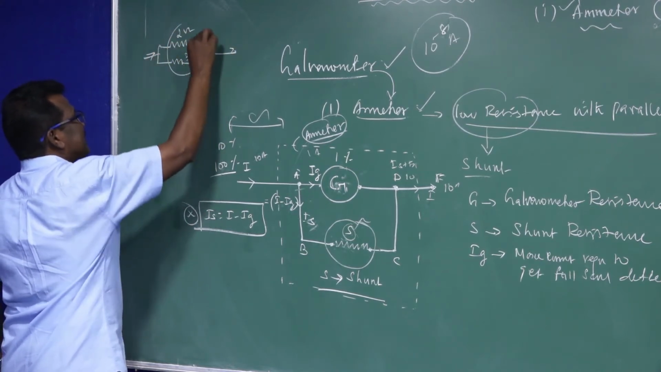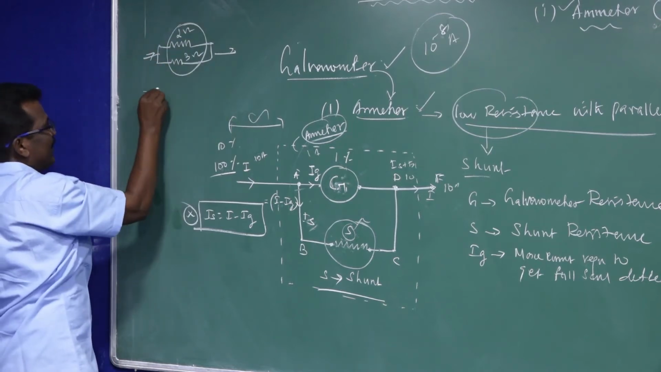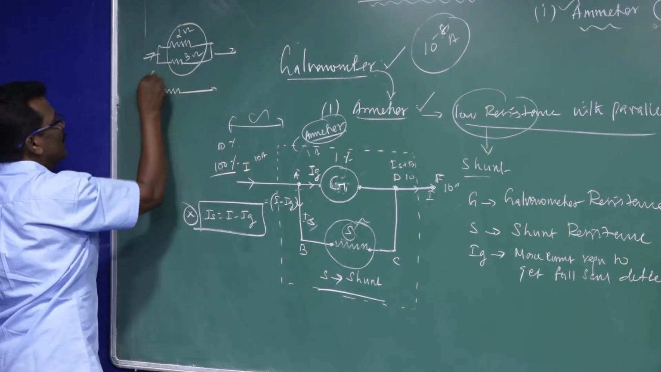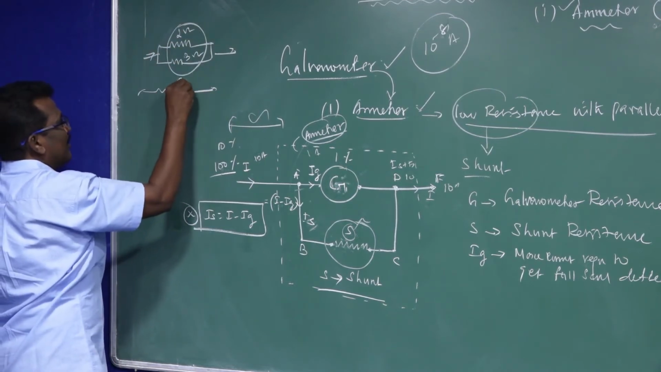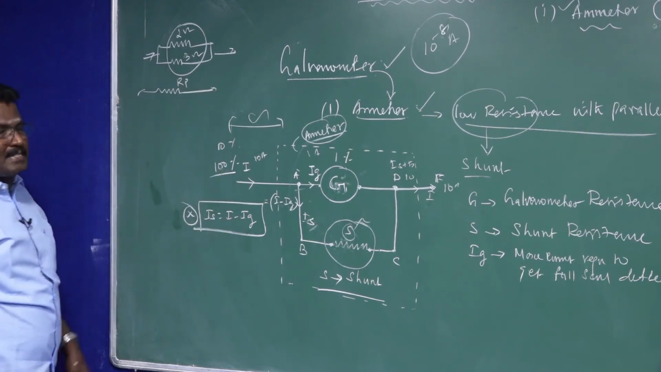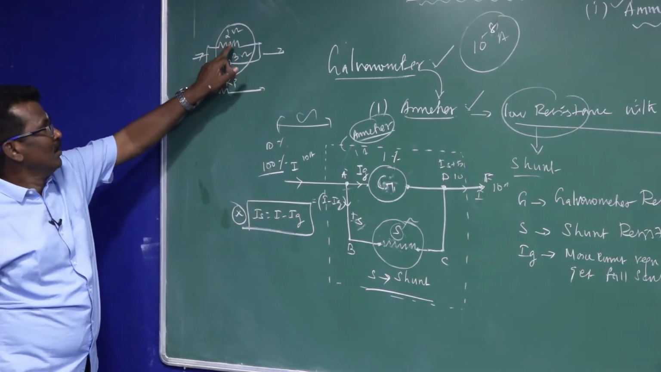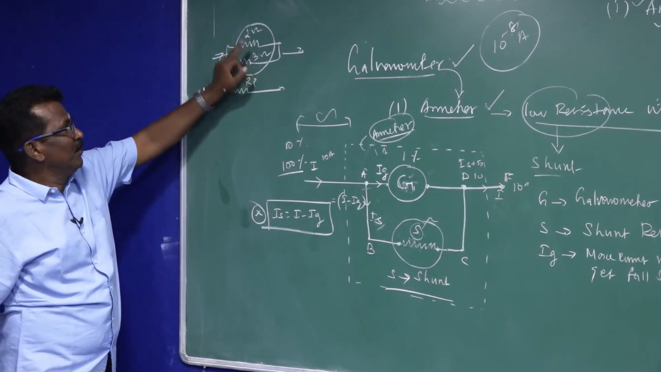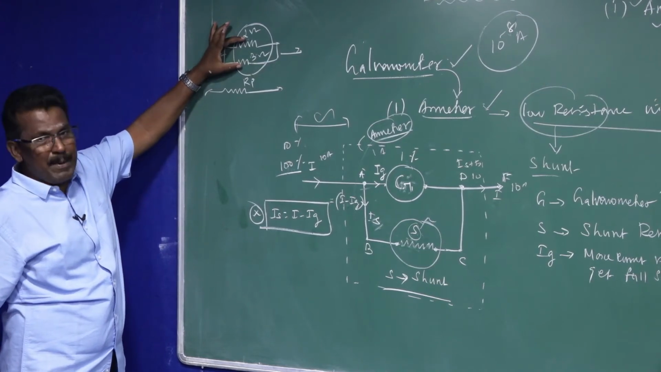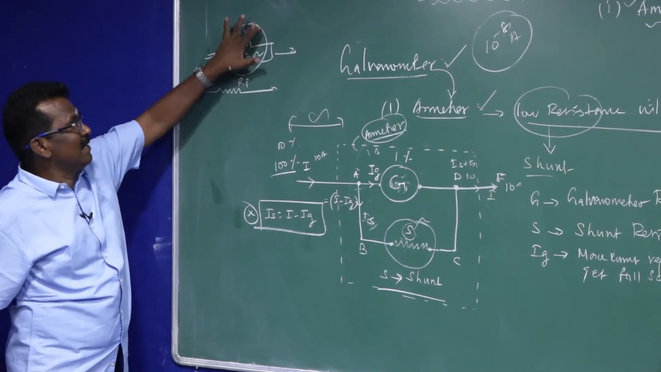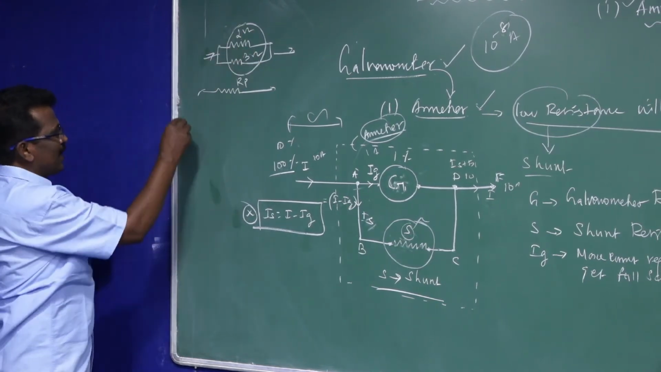What is the effective resistance of the circuit? This effective resistance is calculated. This is RP. RP represents the parallel connection of a 2 ohm and a 3 ohm resistor. Effective resistance should be calculated.